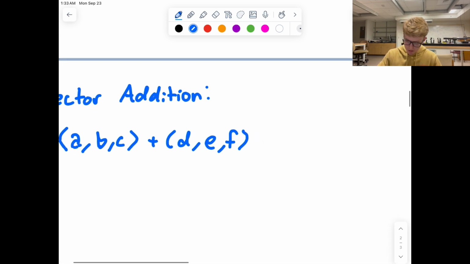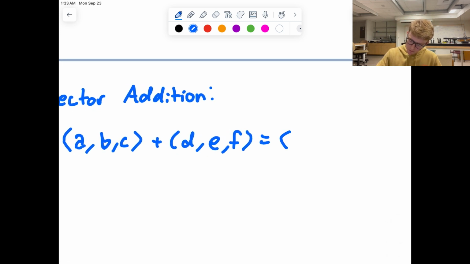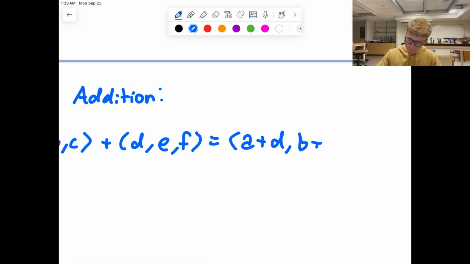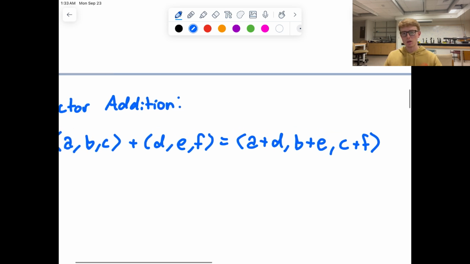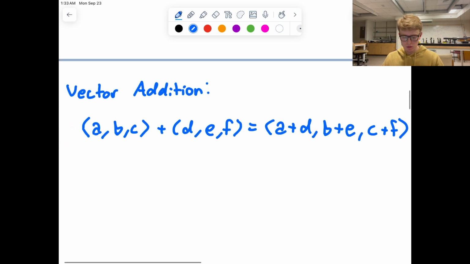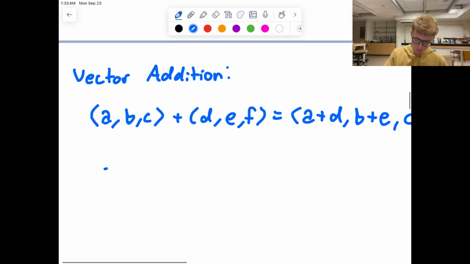Let's write that out. We're going to get a plus d, b plus e, c plus f. And that's it. So that's addition, and this really takes care of subtraction too, because it's the same deal, but we'll go over that explicitly just to be really sure. Let's give a quick example here.